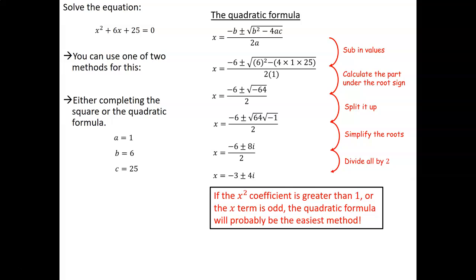When the x squared coefficient is greater than 1, so it's a non-monic quadratic, or if the x term is odd, then probably the quadratic formula is easiest. But it's down to personal preference.